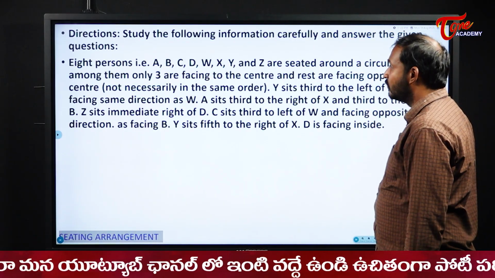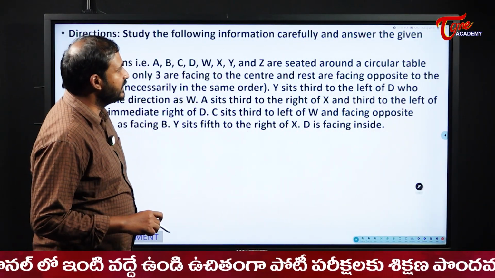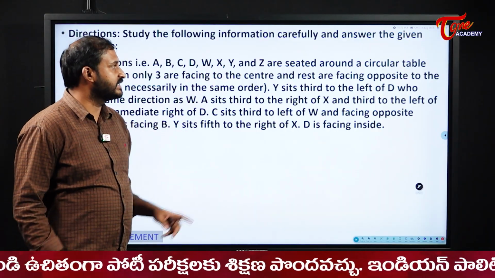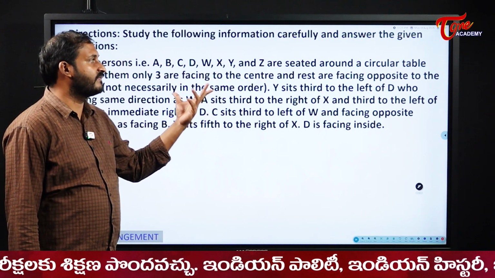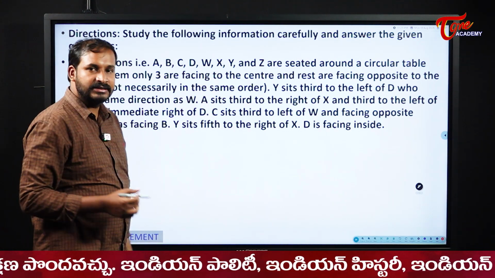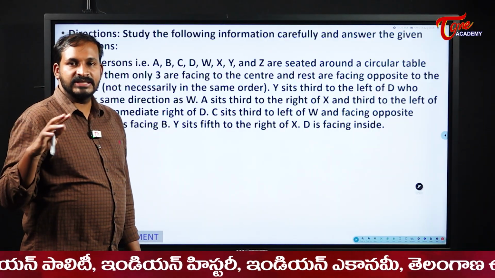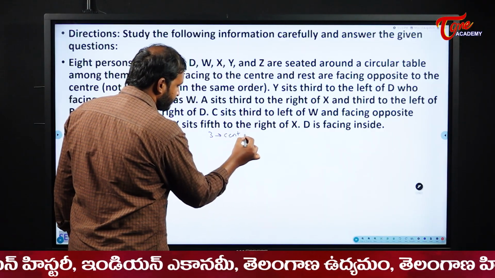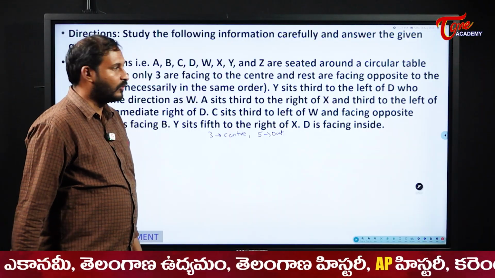Now we will see one more last arrangement. Now see here, 8 persons A, B, C, D, W, X, Y and Z are seated around a circular table. Among them, 3 are facing towards the center and rest are facing outside. So total in the 8, 3 are facing the center and the rest facing opposite means 5 will face outward.